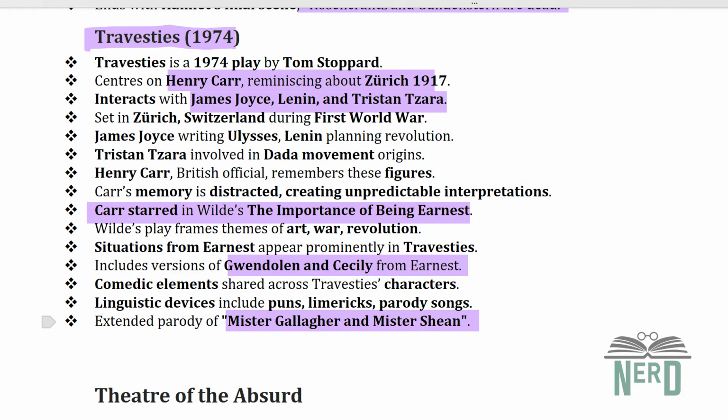Beneath the comedy lies a serious question: how does art relate to history? What is the artist's duty in times of war and chaos? Stoppard doesn't give us a single answer. Instead, he lets wit, irony, and absurdity collide, inviting us to think as we laugh.